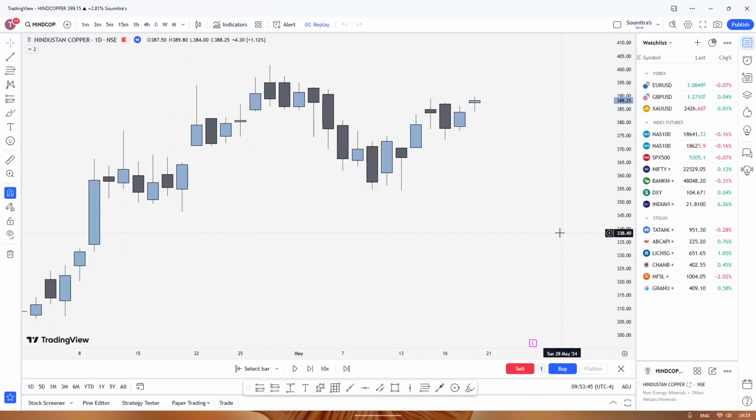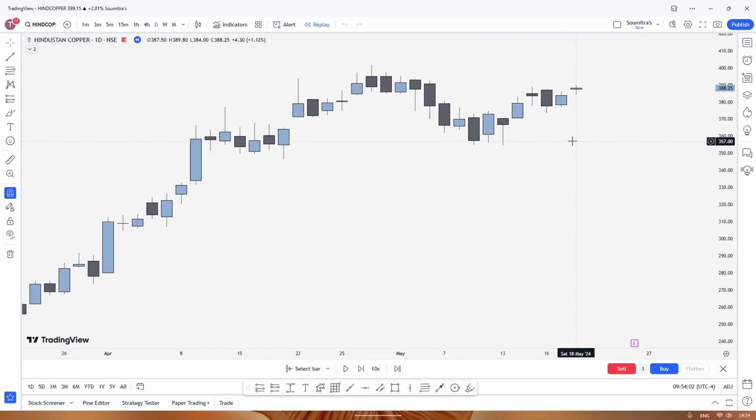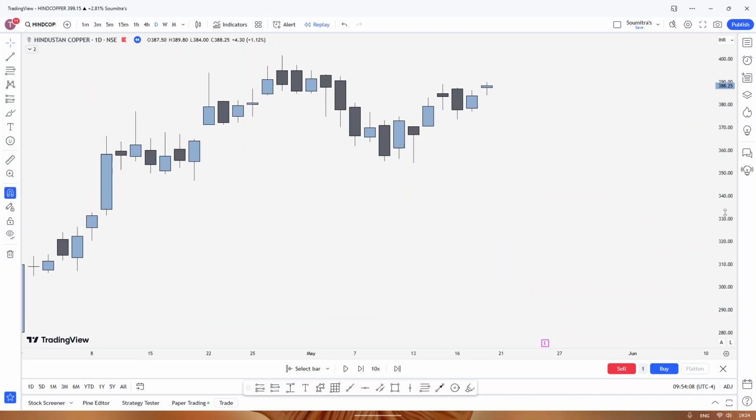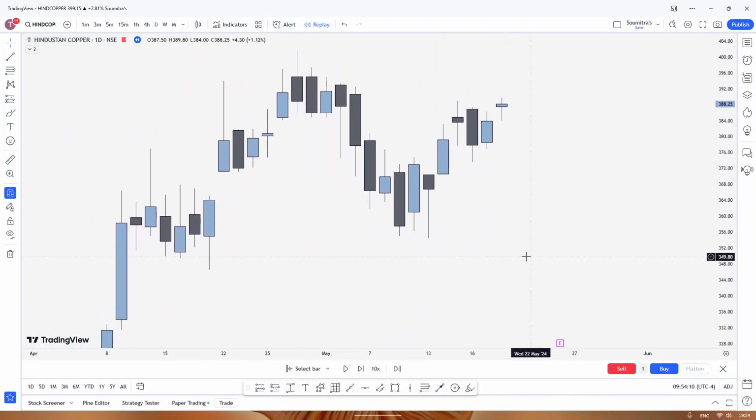Okay, so this is the second trade of 21st May 2024 intraday. This is Indian stock market and the stock name is Hindustan Copper. And this is the daily chart updated up to the previous day. And so what do we see here in this chart?